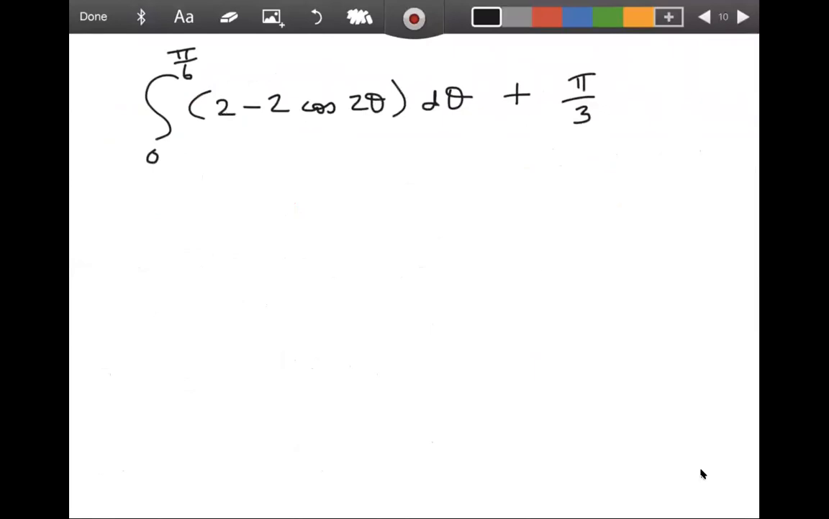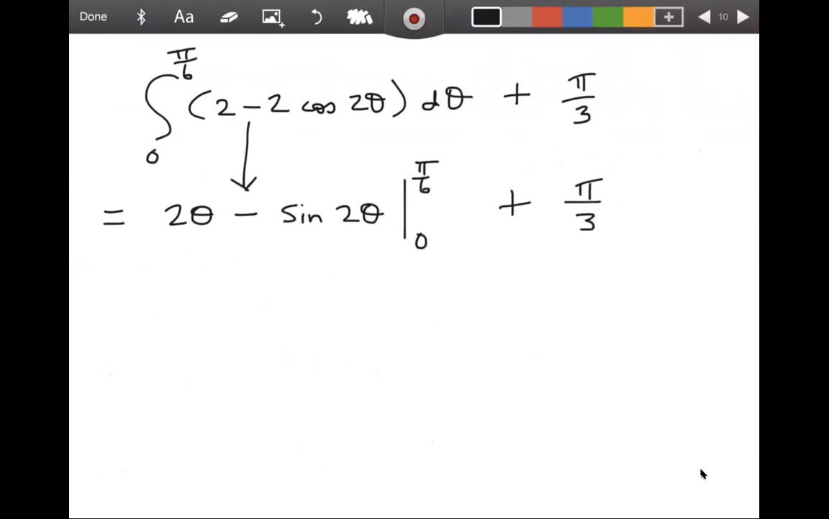All right, now we can evaluate this integral. The integral of 2 is 2 theta. The integral of 2 cosine 2 theta is, again, sine 2 theta. This time it has a minus in front of it because there was already a minus there. Plug in pi over 6, plug in 0. All right, so we get 2 times pi over 6, which is pi over 3, minus the sine of pi over 3, minus a couple of zeros, right?